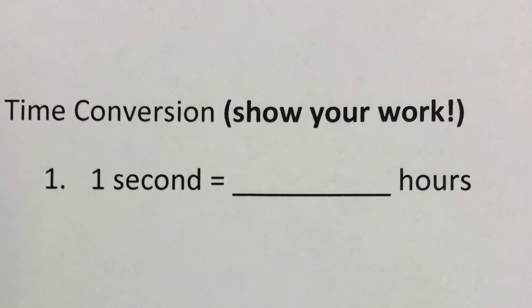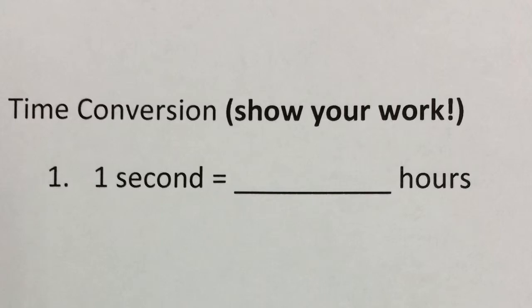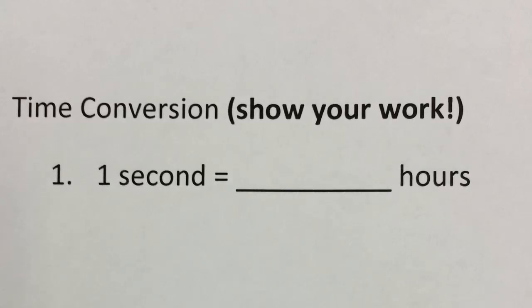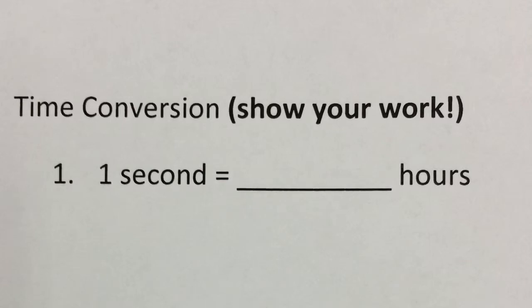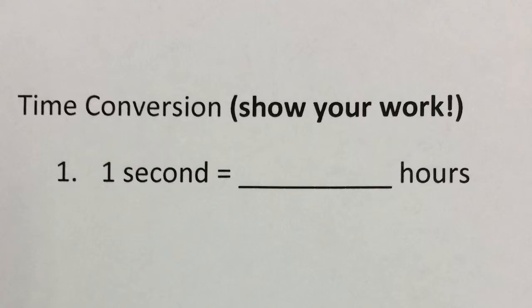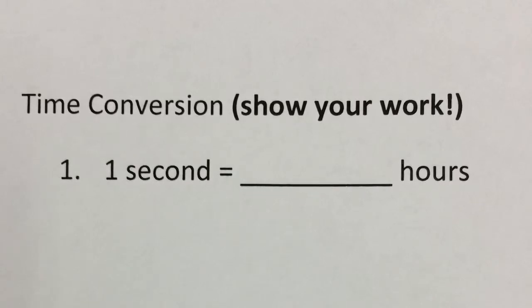Okay, so for our first problem here on our sheet, we want to convert 1 second into some portion of an hour. We know there's 60 seconds in a minute, there's 60 minutes in an hour. So 1 second is a portion of an hour. It's a very small portion. It's going to be a small decimal number.